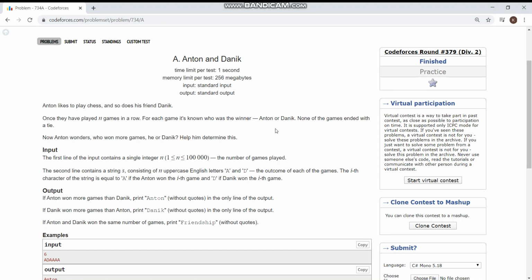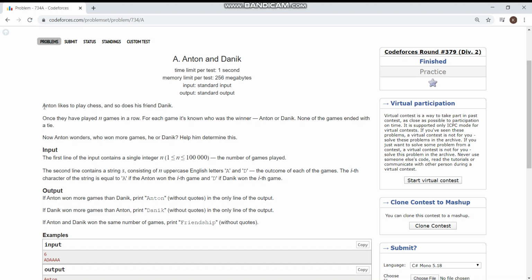I am here to discuss a Codeforces problem which is related to strings. The problem is 734A, Anton and Danik. Let us read the question.